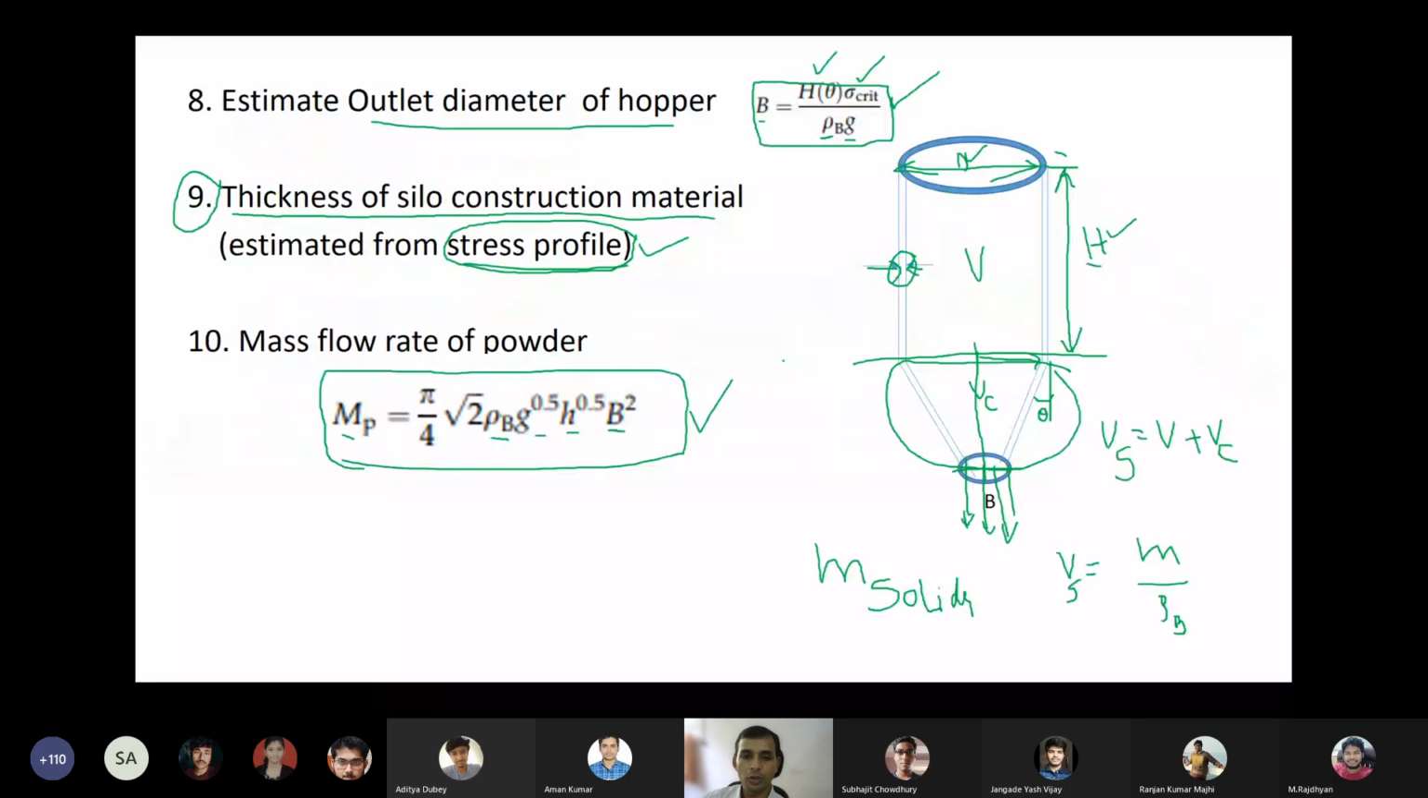That is, to calculate thickness, we need to estimate the stress profile. So I'm going to the stress profile explanation. Before that, if you have any questions, please ask me.